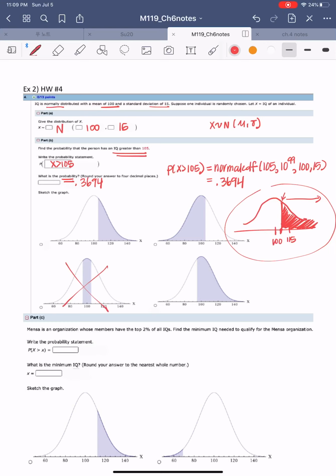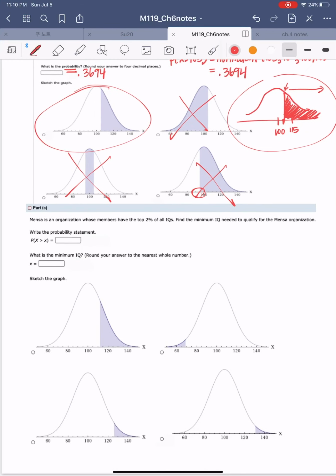I know it's not the middle part that I'm considering. I'm not looking for left. I can eliminate those, so it's either going to be the first one or the last one. The number is 105. This is going under 100, so that doesn't look right. So the first curve will be the correct one.